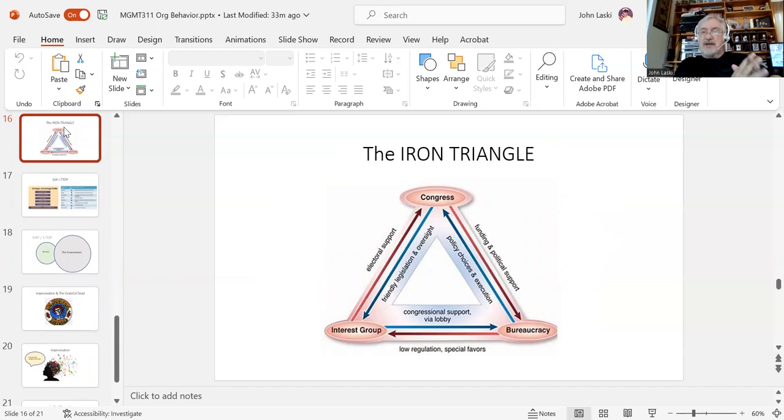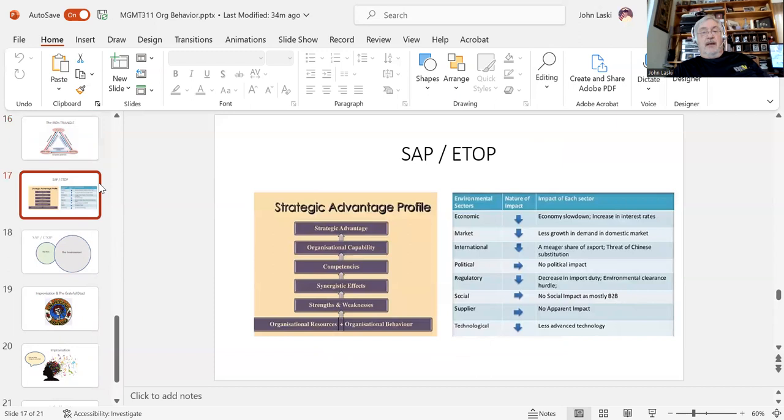The reason it breaks up sometimes is something called the iron triangle. I'm going to post these slides, and I want you to look at this one and we will have a healthy discussion. This, as much as anything else, influences organizations, be they congressional bodies, private corporations, little clubs, individuals, you and I. We will spend some time, and those of you that have had class with me before, on SAP ETOP. We're visiting that again, but particularly from the environmental perspective, and that's this side of the calculus.